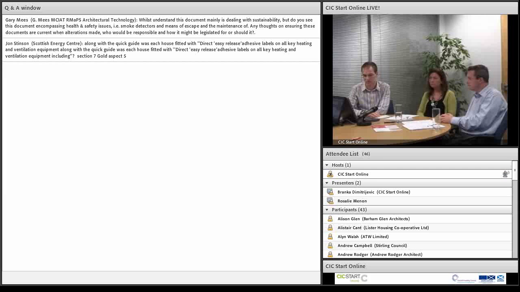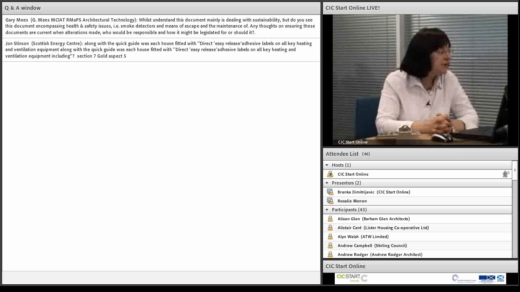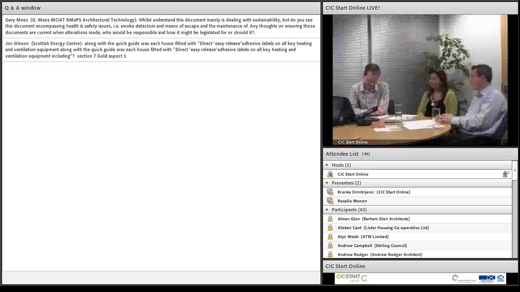A question from John Stinson of Scottish Energy Centre. Along with a quick guide, was each house fitted with direct, easy release adhesive labels on all key heating and ventilation equipment? And he refers here to section 7, gold aspect 5. Yes, and well spotted.